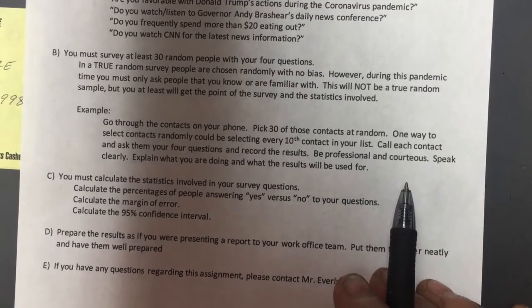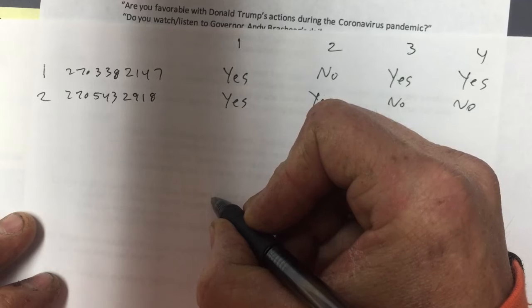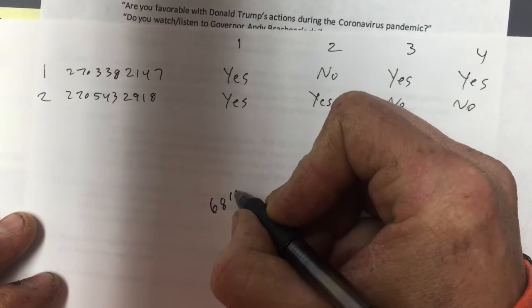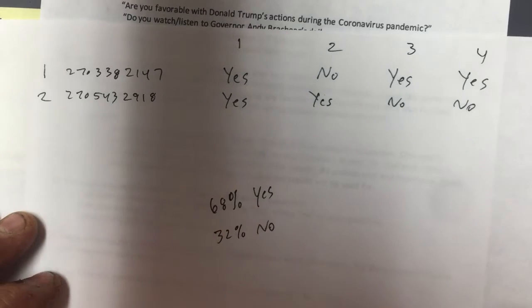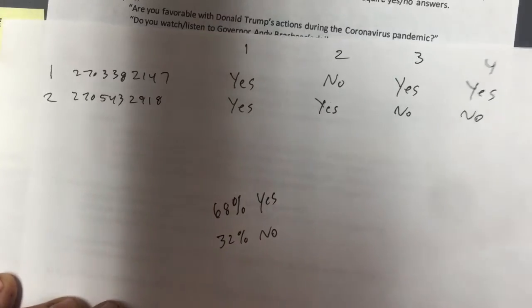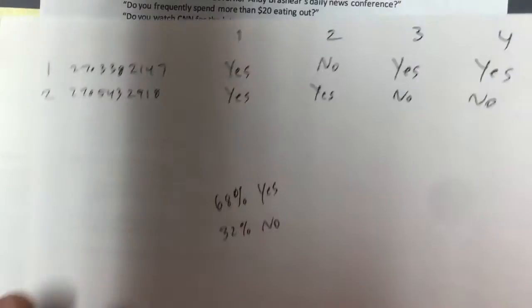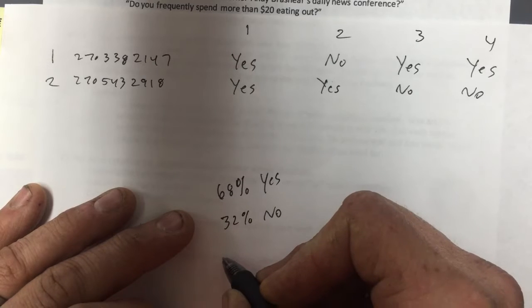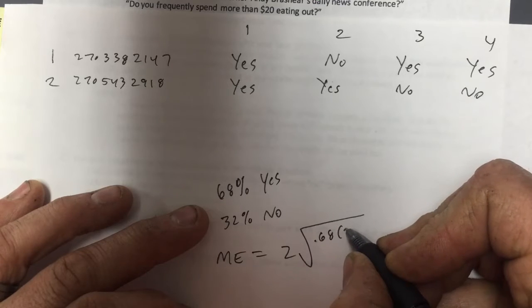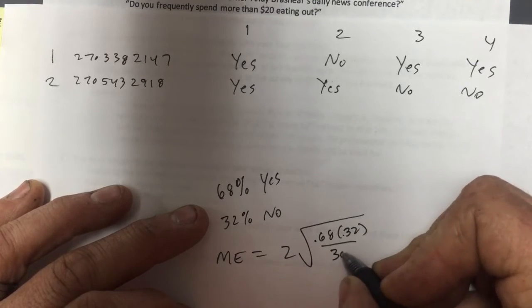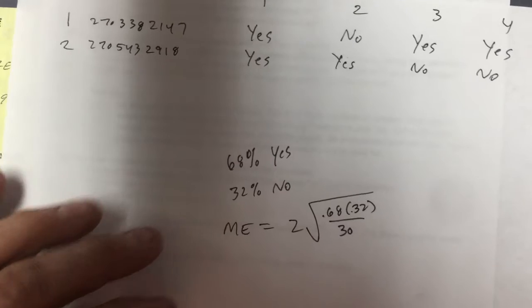You're going to get your sheet there, and go to question 1. How many said yes? What's that percent? Well, 68% said yes. That means 32% said no. Now with those numbers, you can calculate your margin of error. Your margin of error is going to be 2 times the square root of 0.68 times 0.32 divided by 30. Or if you ask more than 30, you can, but having only 30 is going to make your margin of error kind of high.